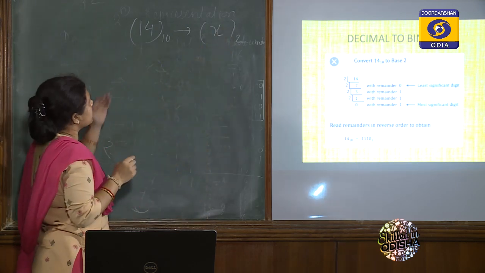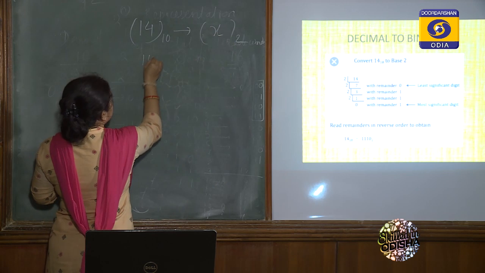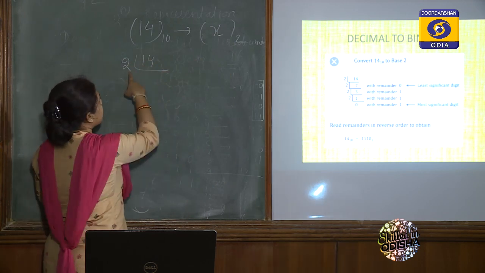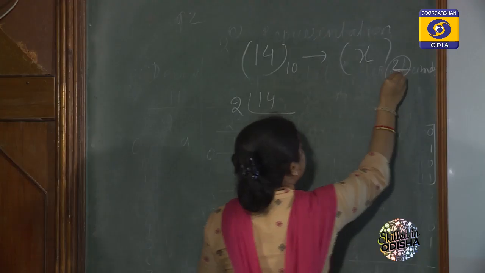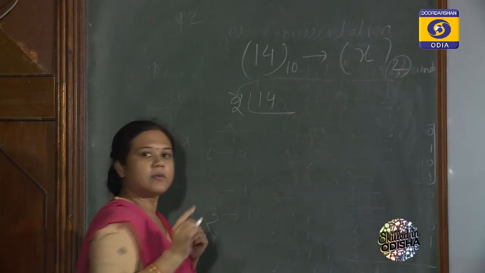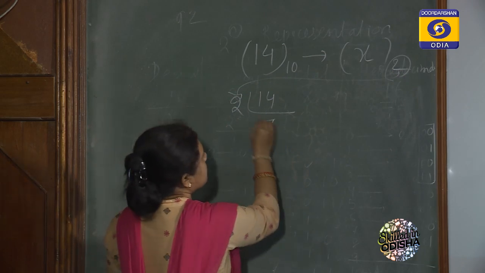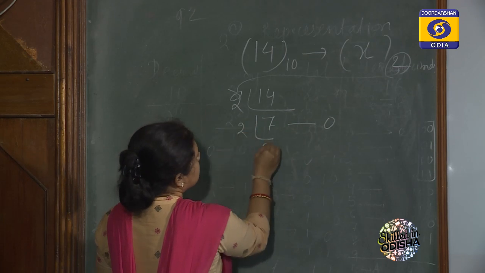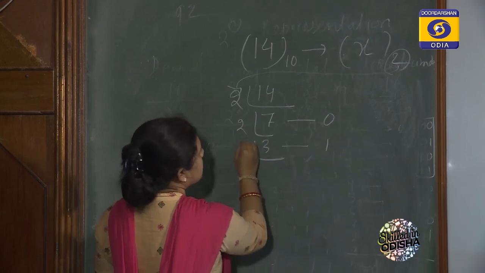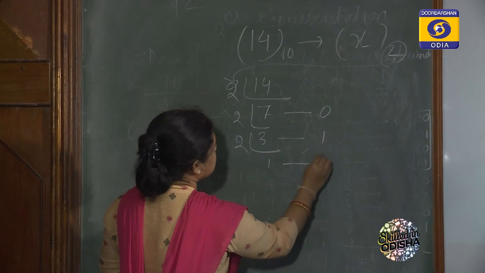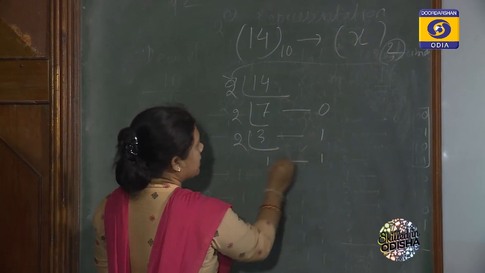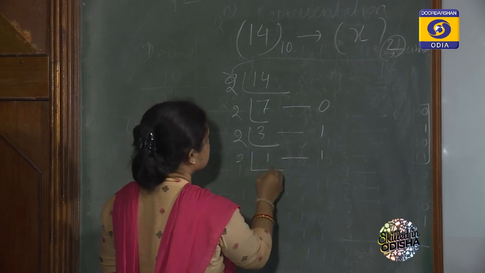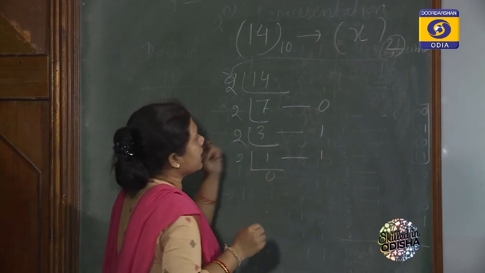So how to convert this decimal to binary? First this is 14. We have to divide it by 2. Here the base is 2 and we have to divide by this base. So this one will be 7, with remainder 0. Then 3, the remainder is 1. Then 1, the remainder is 1. And then after this, the quotient is coming 0.